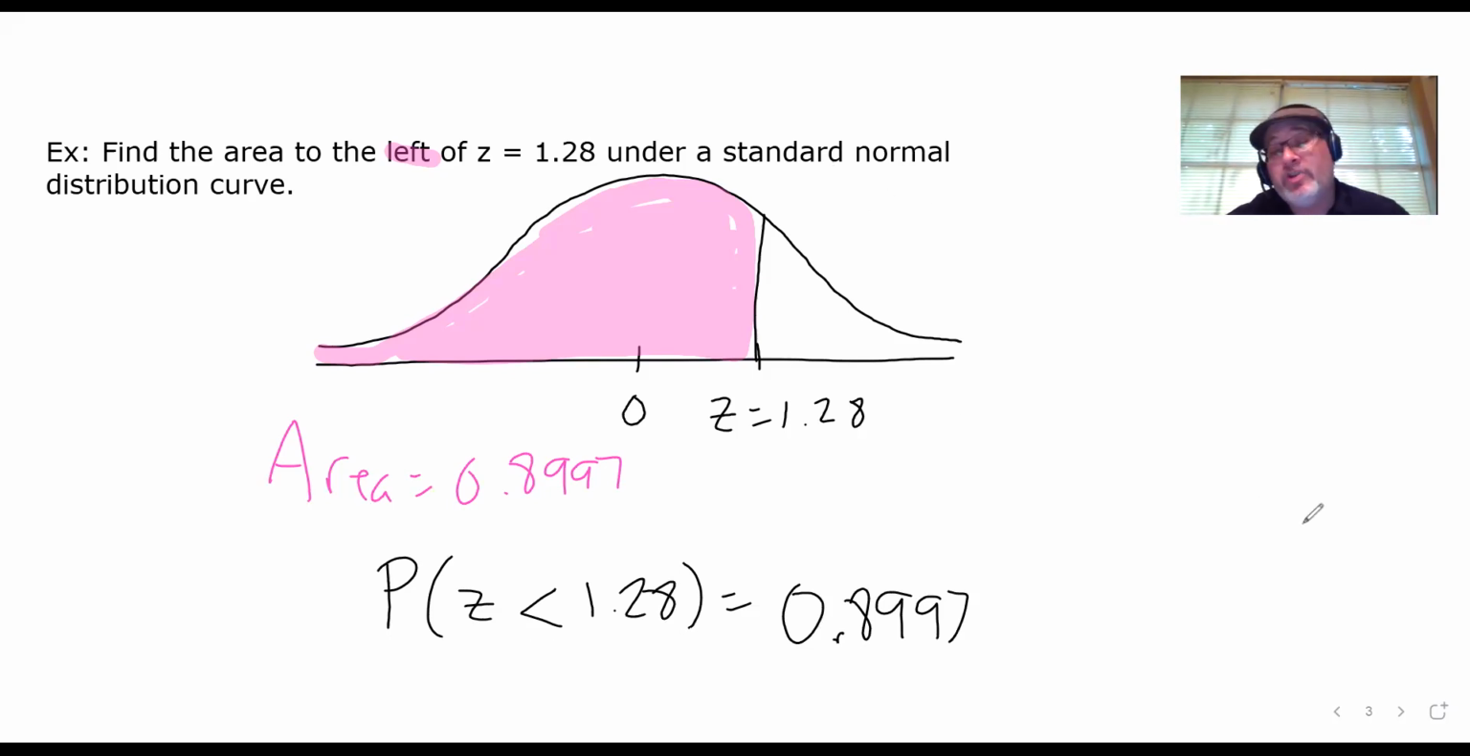All right, so left areas are pretty easy. You look up the Z-score in your Z-chart, and the intersection of the correct row and column gives you that left area. But what if it's not a left area?